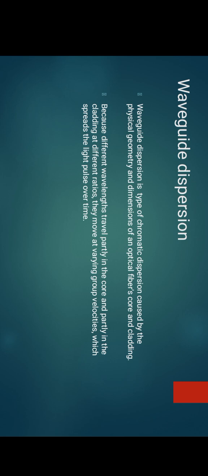Next one, waveguide dispersion. Waveguide dispersion is a type of chromatic dispersion caused by the physical geometry and dimensions of an optical fiber's core and cladding. Because different wavelengths travel partially in the core and partially in the cladding at different ratios, they move at varying group velocities, which spreads the light pulse over time.